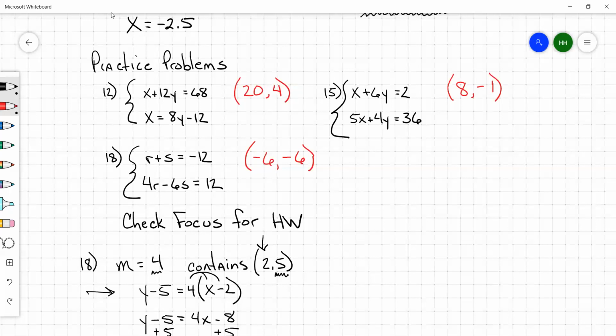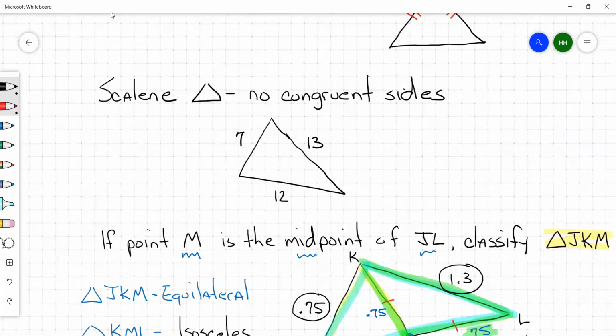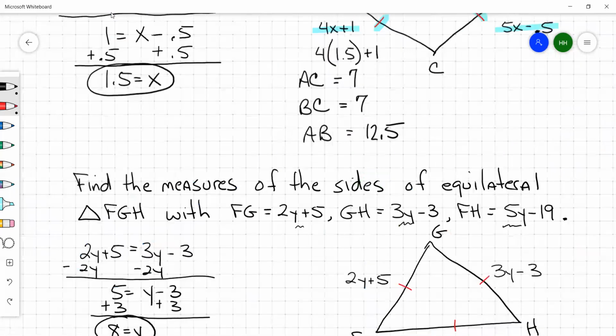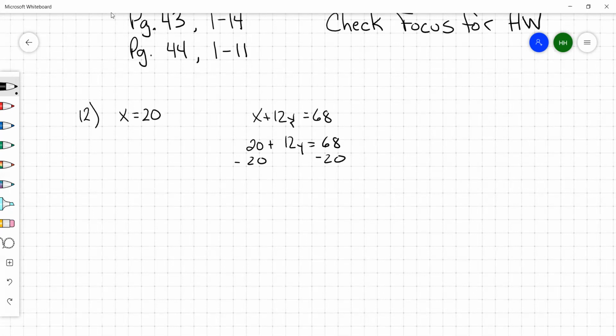Anybody have a question? Anybody that did the problems, do you have a question about? Yes. 12, let's see. Did you get either of the values correct? Oh, if you got the 20 and you solved for x first. All right, number 12, she said she got x equals 20, right? And then when you plug it in, number 12, you got x plus 12y equals 68. So x plus 12y equals 68. And you substitute a 20 for the x. So 20 plus 12y equals 68. Yeah, x was equal to 20, and y was equal to 4.